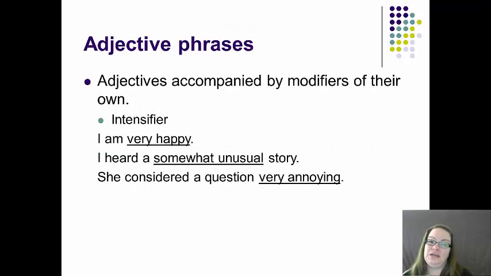Adjectives can also be accompanied by modifiers of their own. In the next presentation, we're going to see that these modifiers are called adverbs. In this slide, these particular modifiers are adverbs modifying adjectives. So we call these types intensifiers. So an adjective is giving us some information. The intensifier is making that information even more.